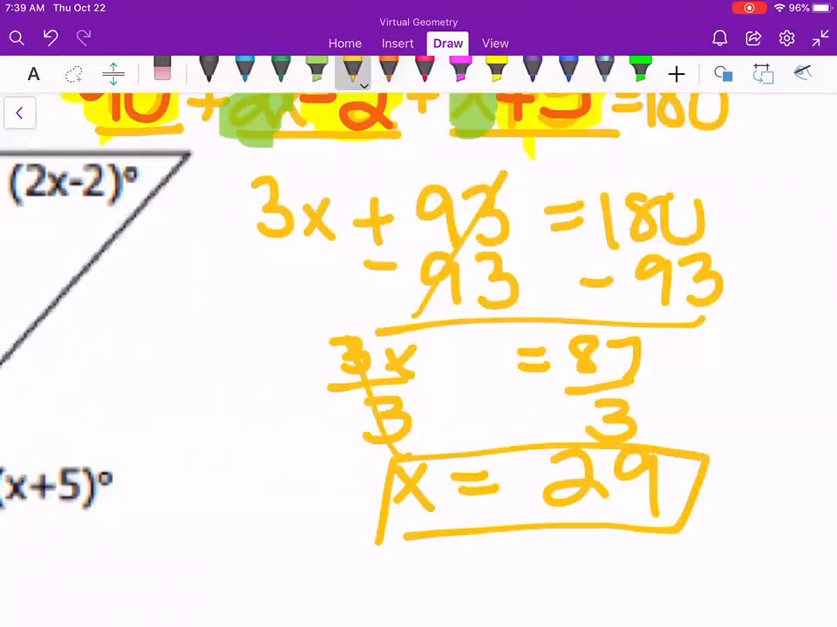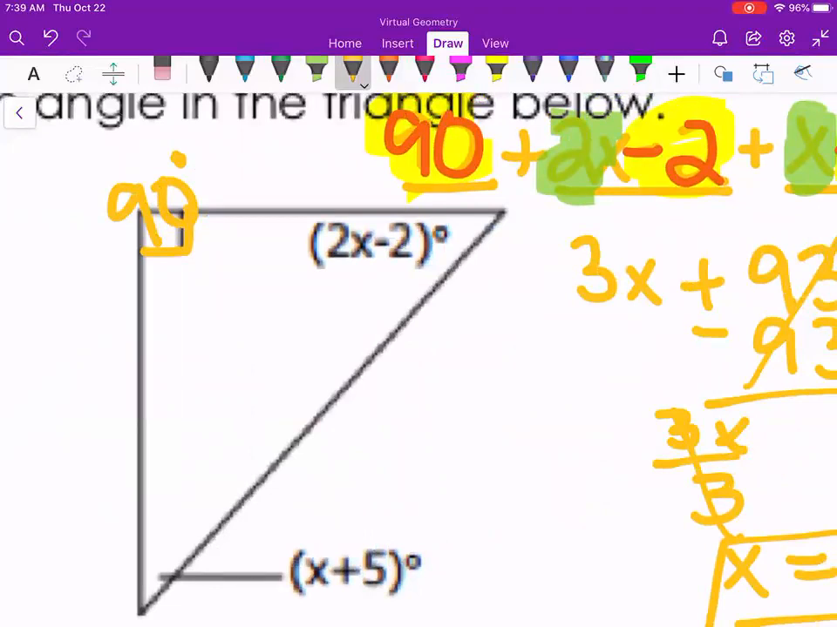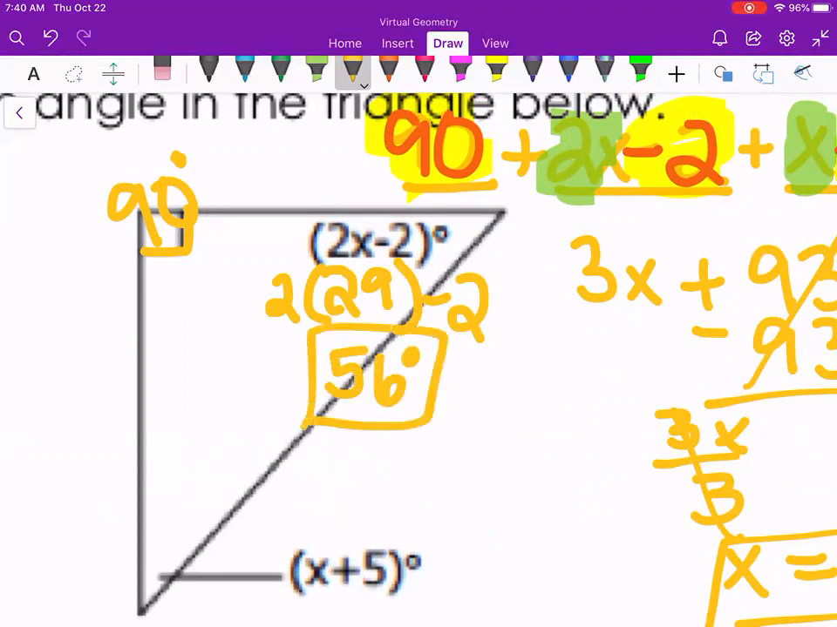Now sometimes your problems may be good with you just finding x. But again, for this example, we're going to find it and plug it back in. Because guys, I want you to know how to do all parts of this. So when I go up to 2x minus 2, we're going to plug in that 29 that we just found. So 2 times 29. And then take away 2. 2 times 29 is 58. 58 minus 2, 56. So there's our angle in the top right corner.